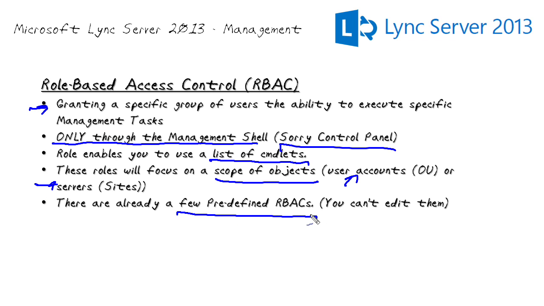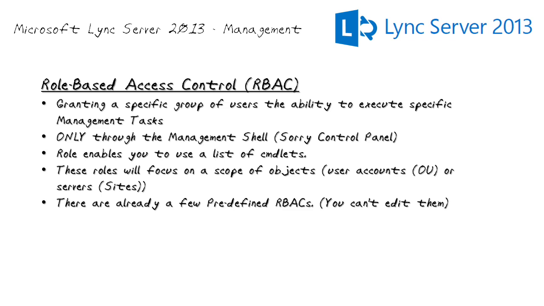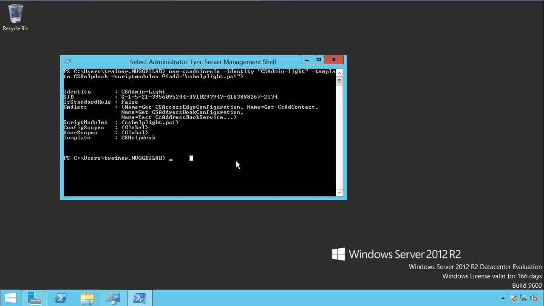And what this means is you already have some predefined RBACs, or role-based access controls. You can't edit them, but you can take these and use them as templates and create new roles. Cool. So I can make new RBACs. So let's go back here, and I'll minimize this, and I'll just show you the command. I already issued it, and because it's a MicroNugget, I don't want to take too much time on this. I have typed in this command right here: New-CsAdminRole -Identity CSAdminLight. I'm using the template of the CS help desk, which is one of those predefined ones, and then the script modules that I want them to be able to run is a PS1 file that I've created called CS help light.